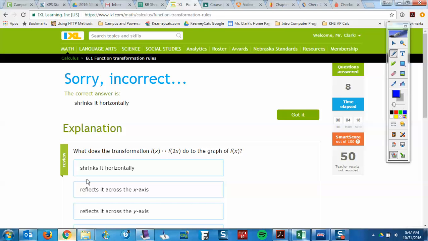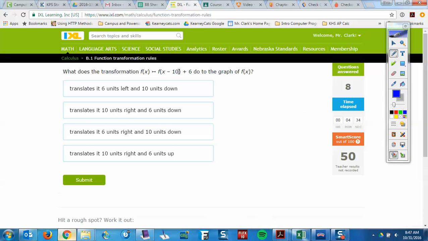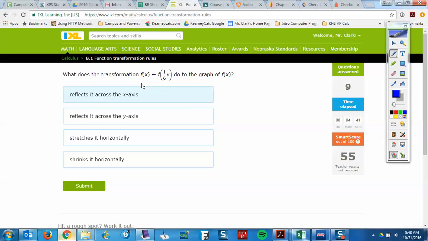So if it's a 2 or a 3, so what would make it actually stretch then on the inside? Not a negative, 1/2 or 1/3 or 1/4. Negative does something else. Negative switches it, reflects it. Okay? All right, so that should have been a shrink. Okay, so now we're back to this. 10 right, 6 up. Okay, so what's this one? Stretch horizontally. Now what that means, it's going to stretch by a factor of 6.